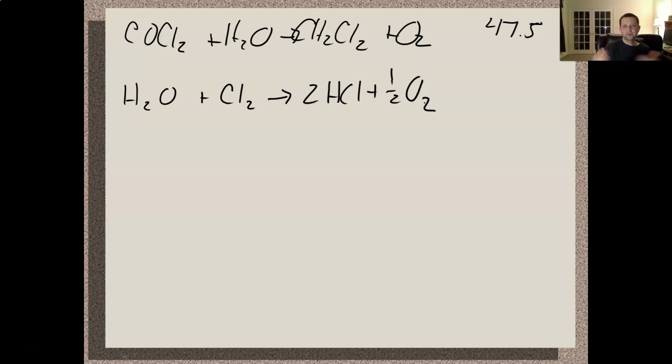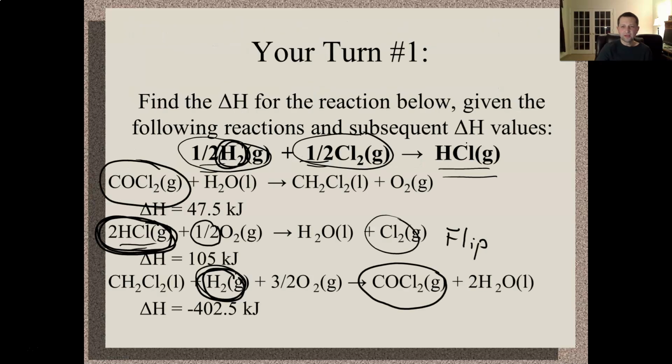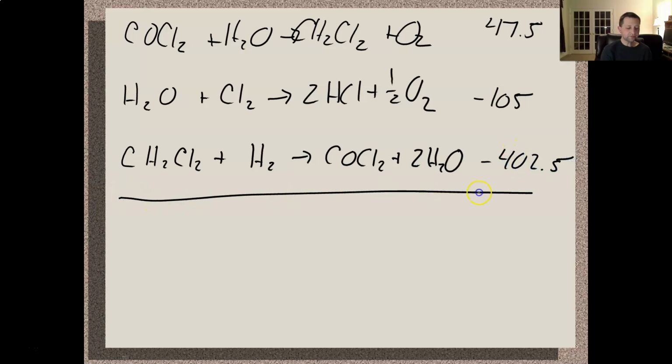If I flip the equation, I need to multiply by -1 for my delta H, so I get -105 kilojoules. My third equation I kept the same, which was CH2Cl2 plus H2 yields COCl2 plus 2H2O. I kept it the same, so my delta H remains the same, and that was -402.5 kilojoules. Okay, let's cancel some stuff out here.